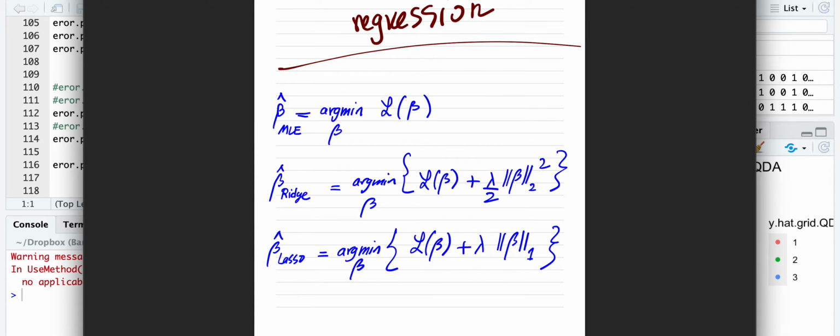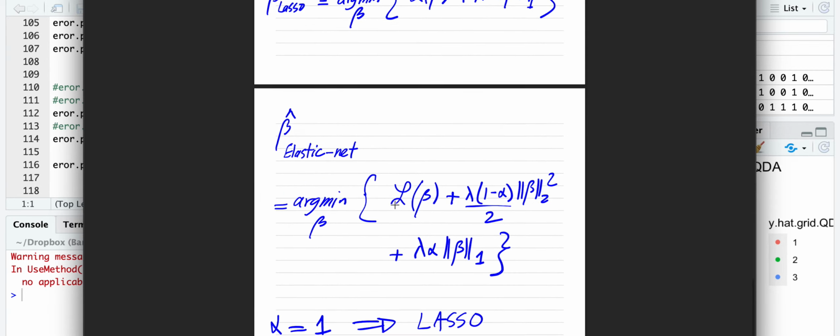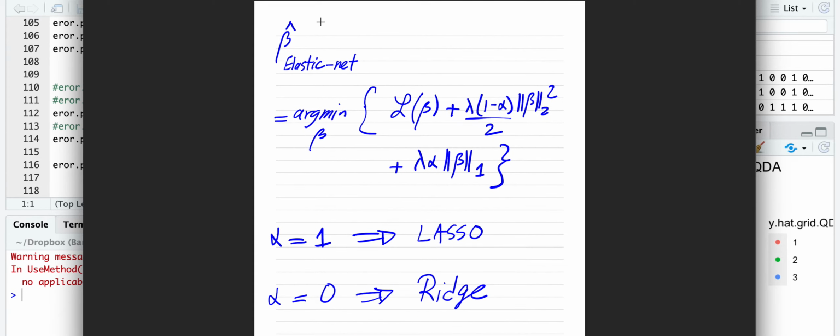Okay. Now, elastic net is a combination of ridge and lasso. It's a combination between the L2 norm and the L1 norm. So an extra free parameter, alpha, is introduced. Alpha is supposed to be between 0 and 1. If it's 0, then this term is 0 and we will end up with ridge. If it's 1, this term is 0 and we will end up with lasso. And in between, we have the best of two worlds.